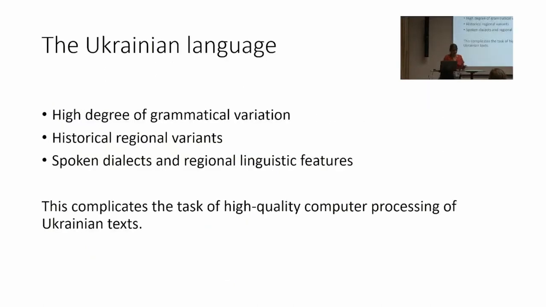A few words about the Ukrainian language. In the Ukrainian language, we have a really high degree of grammatical variation due to its history. It has much more variation than, for example, Polish or Russian. We can compare it with the Belarusian language. In Ukrainian, we have historical regional variants and dialects which are still spoken, which have their own regional features, which influence spoken Ukrainian in different regions and even written Ukrainian. So this complicates our task of computer processing of Ukrainian texts. We have a lot of non-standard variants in Ukrainian.